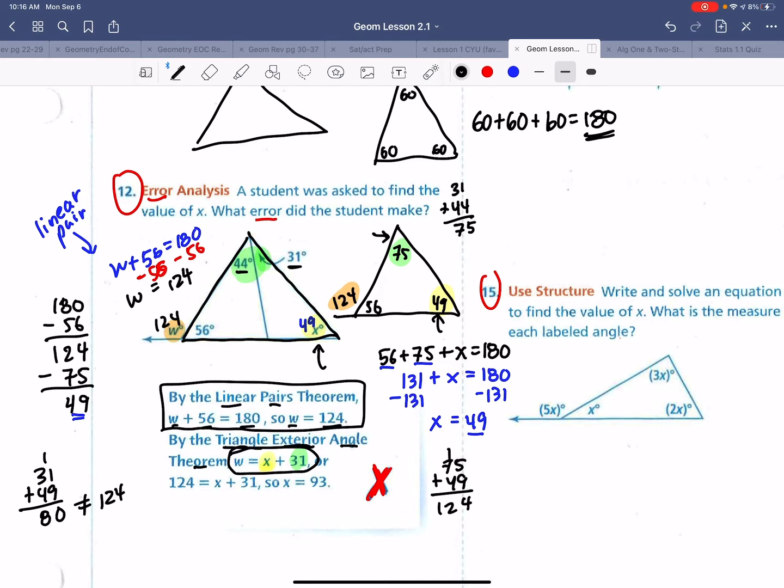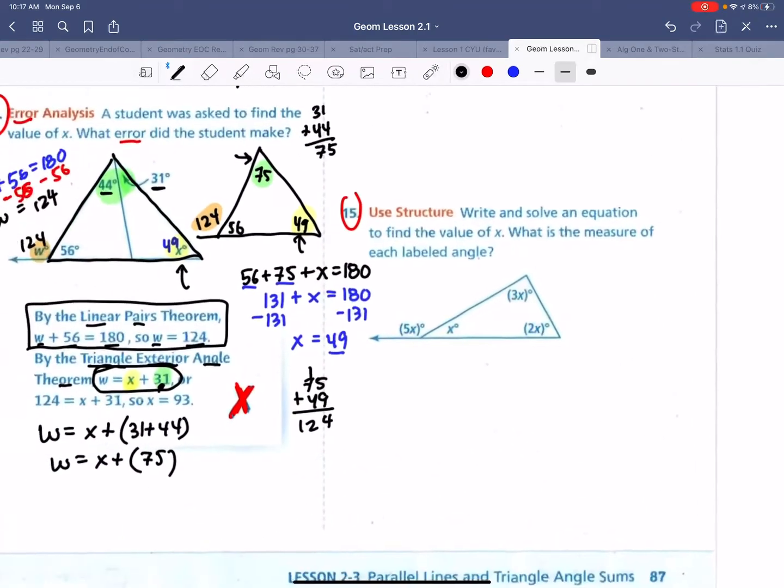So what did they do wrong? This formula is wrong. W has to equal, yeah, that green, the x plus both the 31 and the 44. Or we could say W has to equal x plus 75. Right? So there you have it.